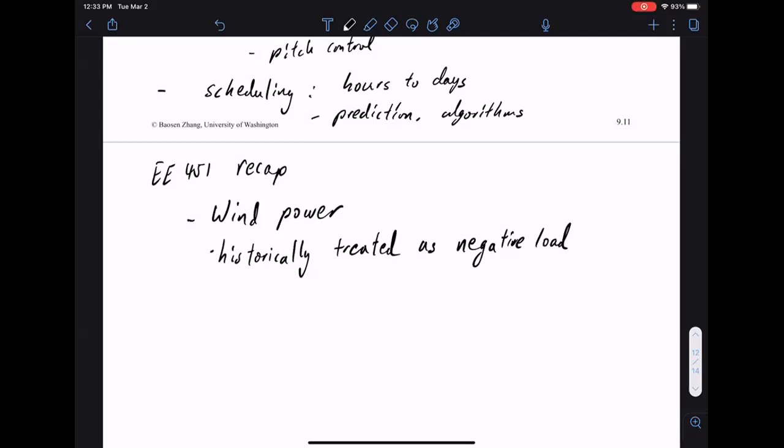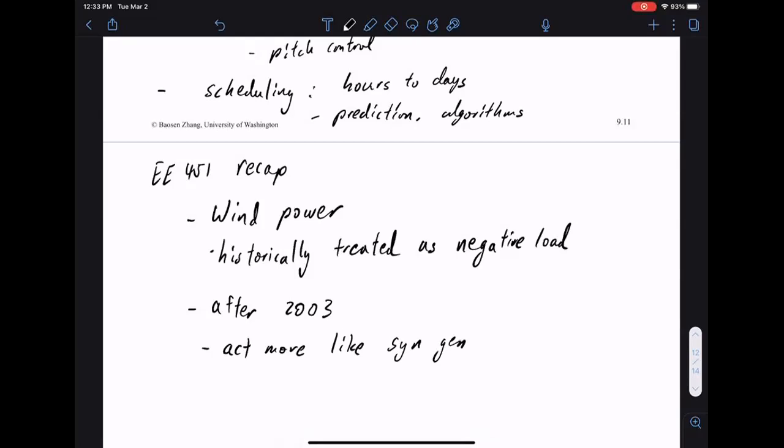Then we had a big blackout, right? After the big blackout in 2003, we started requiring wind turbines to act more like synchronous generators. So the requirement after 2003, because of the big blackout in the US, is that they need to act more like synchronous generators. They're not just negative load anymore.